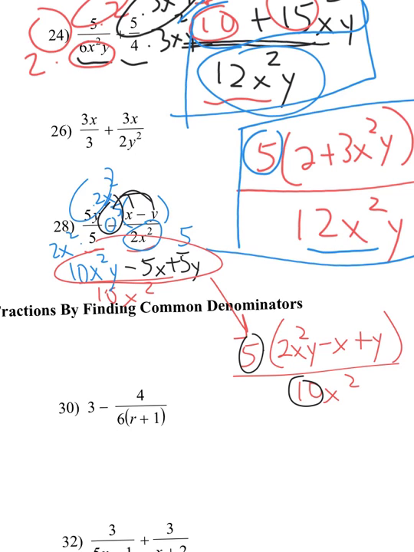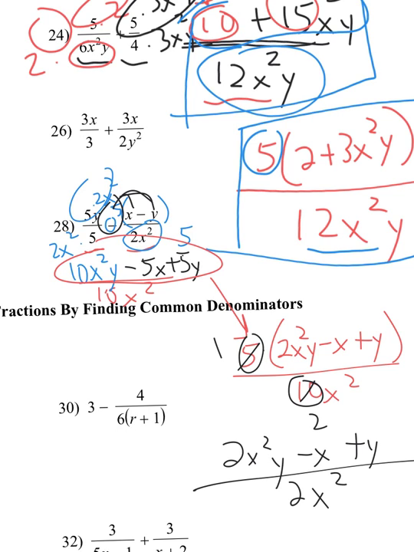Now that's times, so I can reduce the 5 and the 10 here. 5 goes in here once and in here twice. And so really I have 2x squared y minus x plus y all over 2x squared. And that would be your factored answer. And you could put the 1 out in front and put that trinomial on top inside parentheses, but you don't really need it.